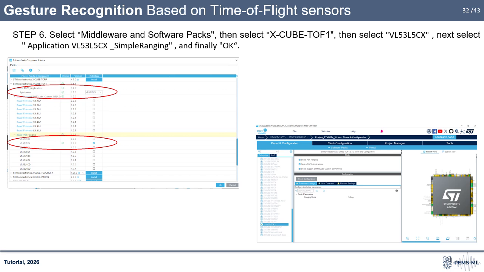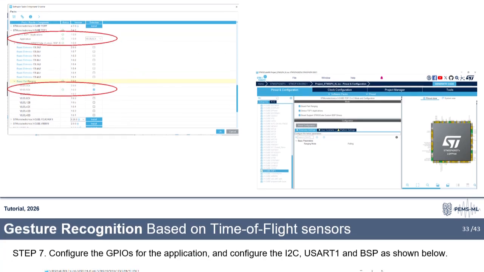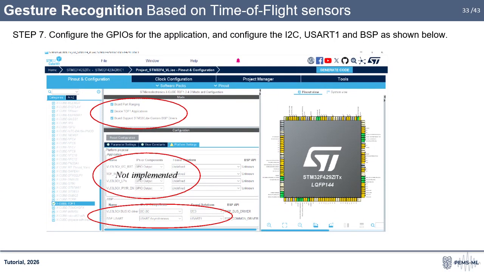Step 6. Select middleware and software packs, then select X-CUBE-TOF1, then select VL53L5CX. Next, select Application VL53L5CX_SimpleRanging, and finally, OK. Step 7. Configure the GPIOs for the application and configure the I2C, USART1, and BSP.